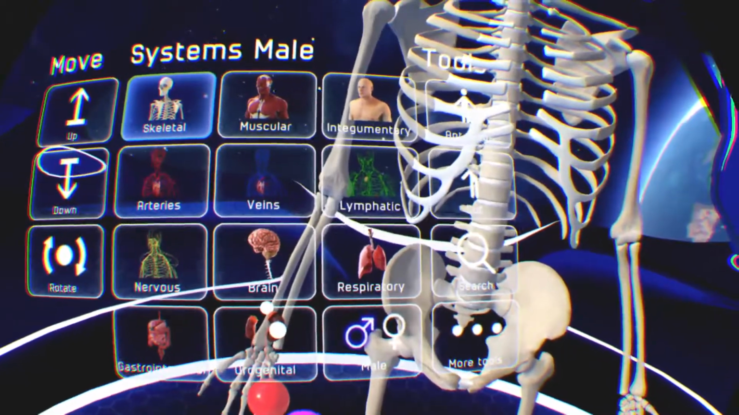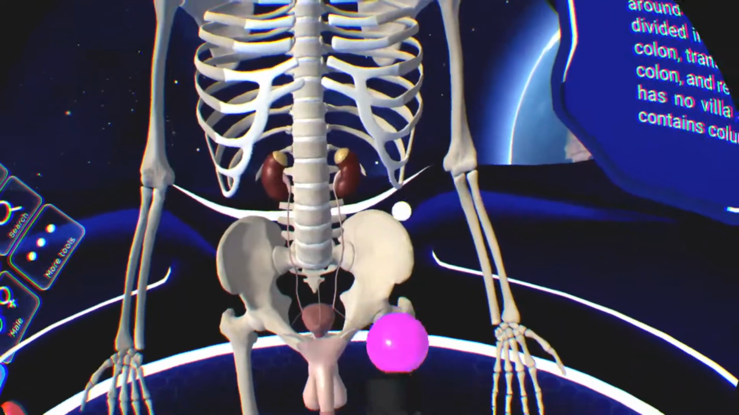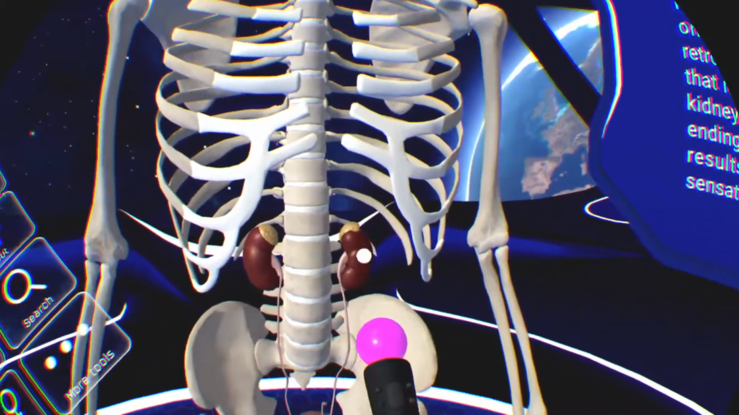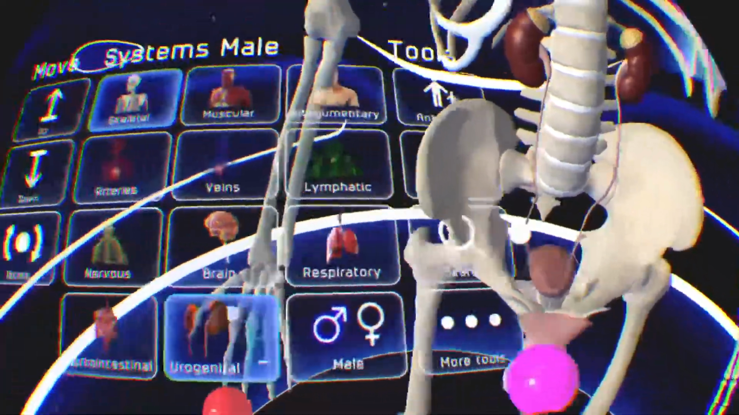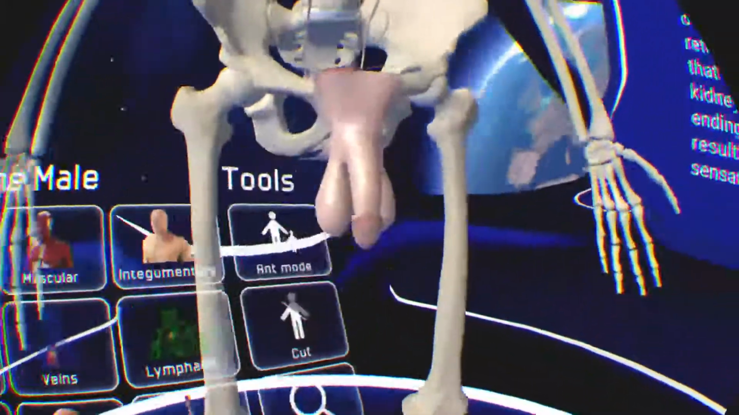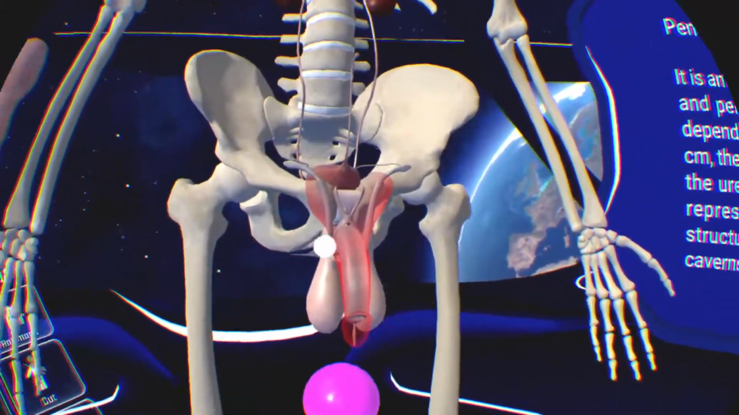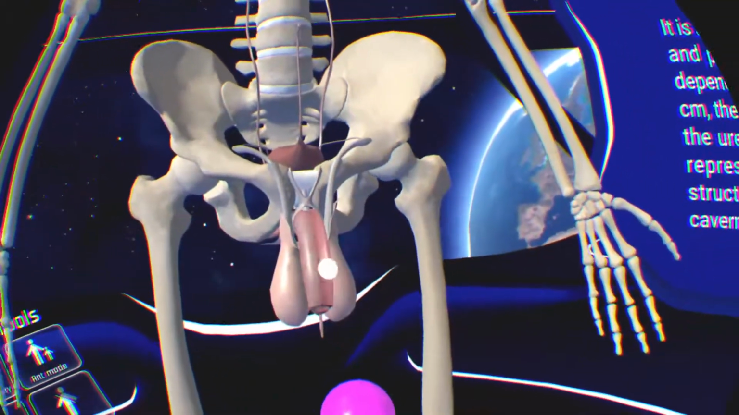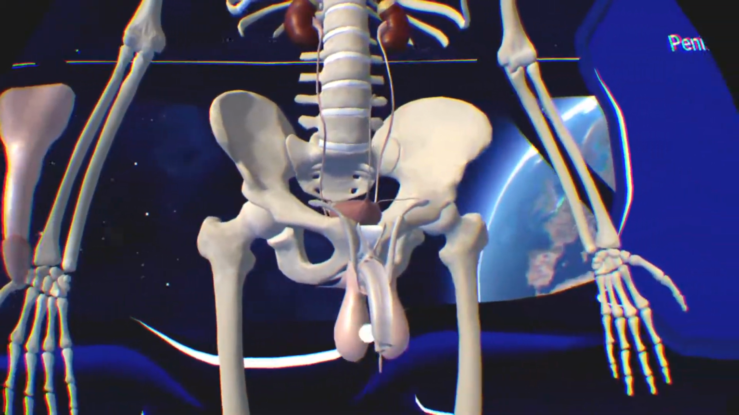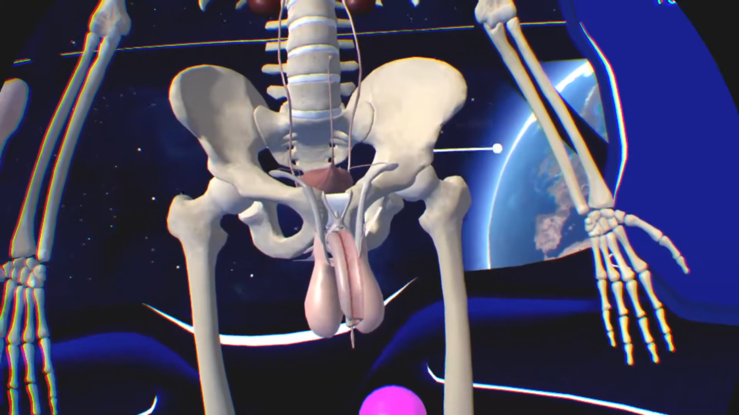Okay, then we have to have a look at the other systems. We are going to look at the reproductive system first. Those are the kidneys. Then we have to move down. Here is the male reproductive system. You can see the penis is covered with a lot of skin, and there are a lot of nerve fibers, which is why it is very painful if others hurt you.